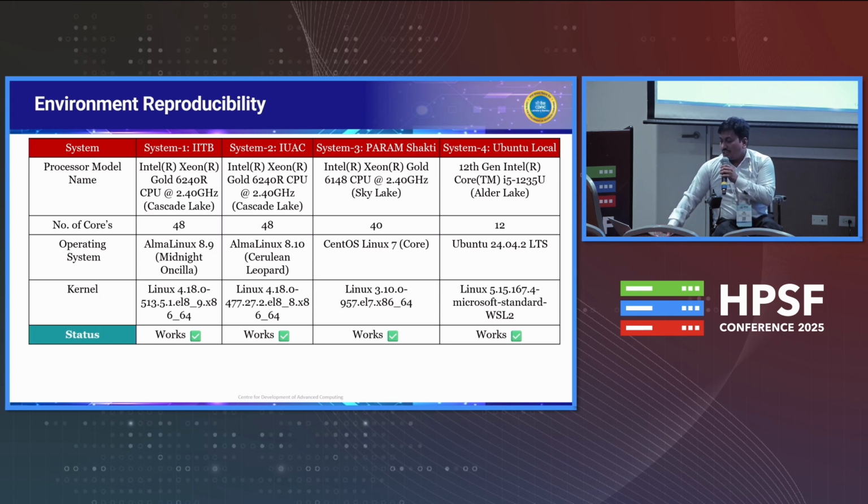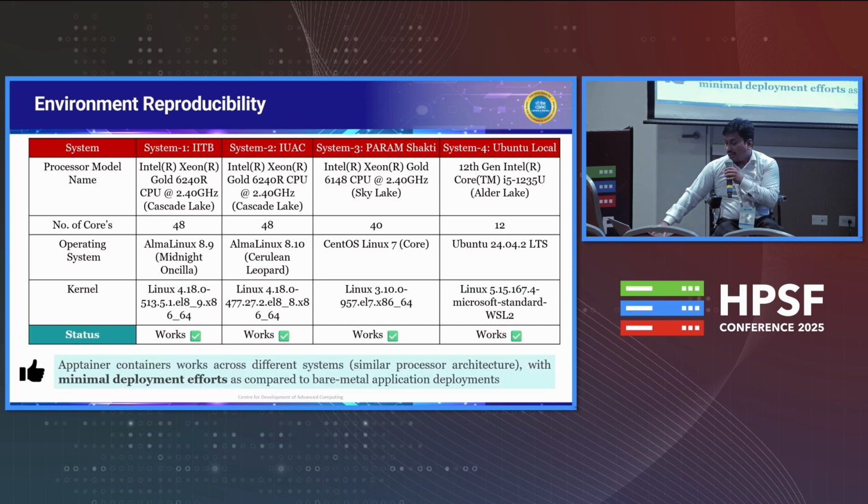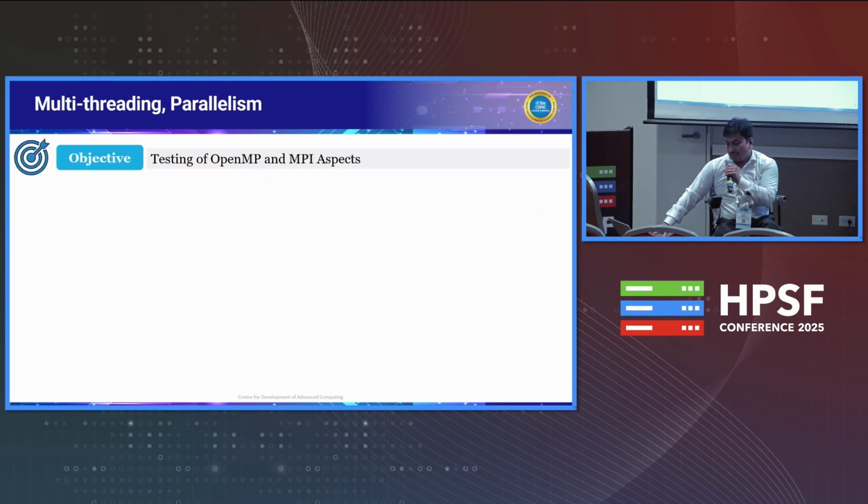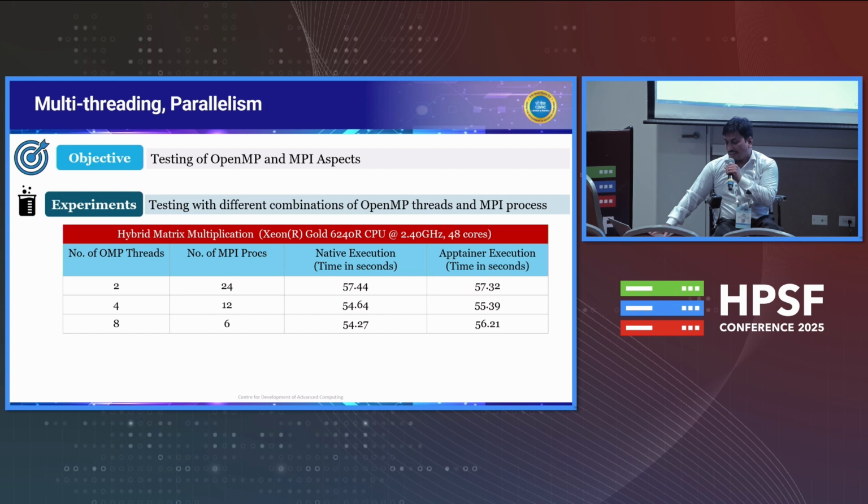So we checked its workability across different systems, starting from the architecture family, changing systems with both software differences and hardware differences. What we found is that Apptainer actually works across the different systems, and one good thing is that it reduces the deployment time drastically, and the maneuvering efforts as well.